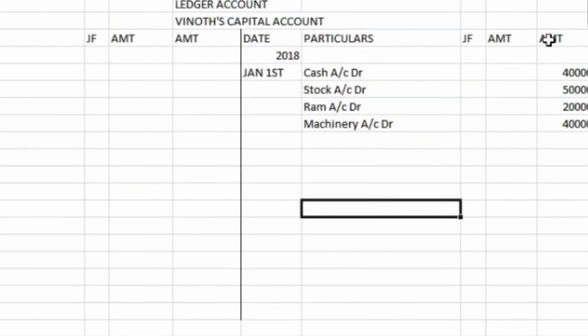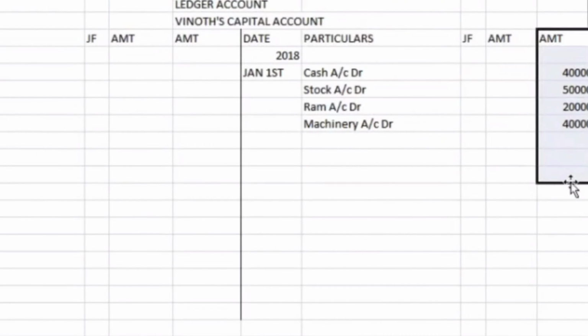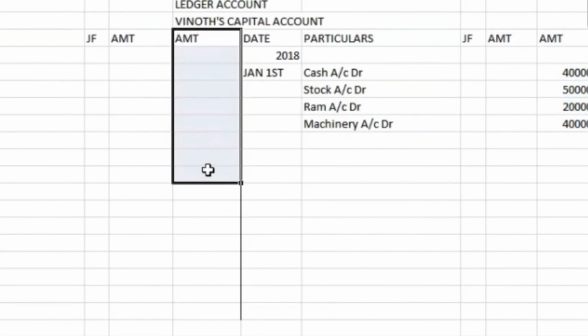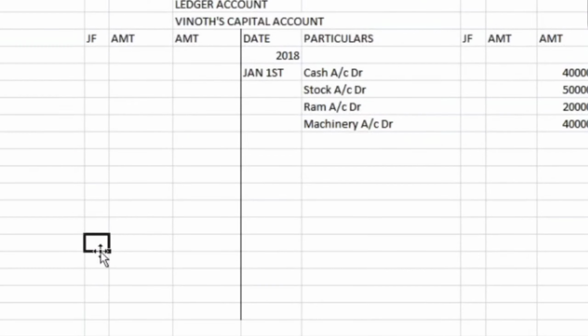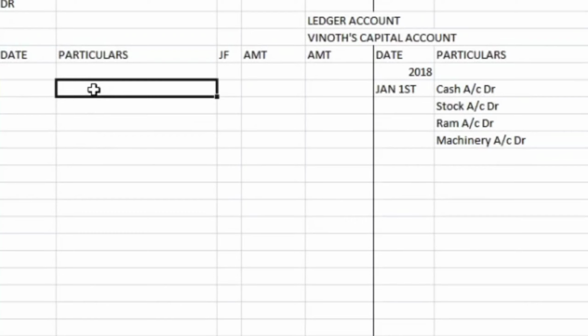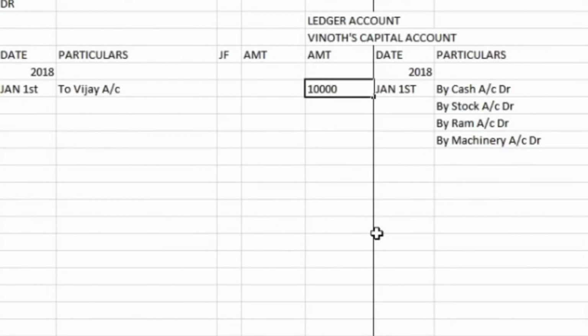Always remember that you have to record the amounts in the outer column. So this is the outer column, and this is the outer column for the debit side. The inner column, that is the column after journal folio, will not be used in a ledger account for now. So we have finished recording the amounts. Next, we are going to record the debit side. The only account which we are going to write there is to Vijay account. So I have recorded on the debit side, to Vijay account, on Jan 1st, 2018, as 10,000.